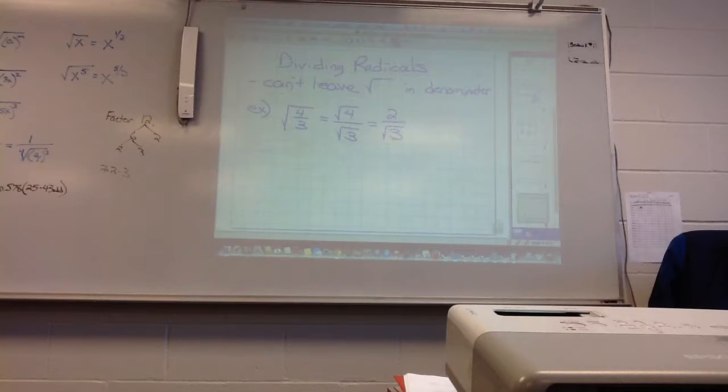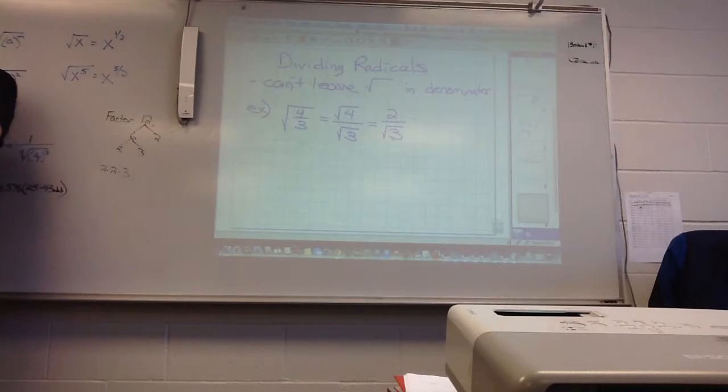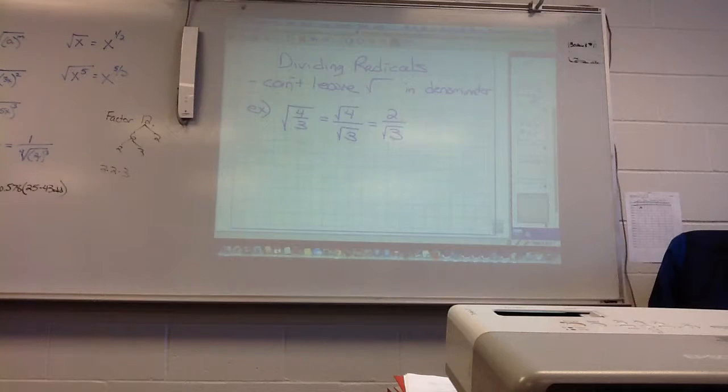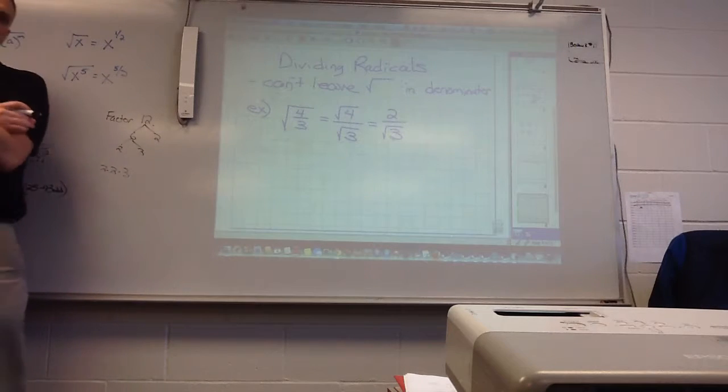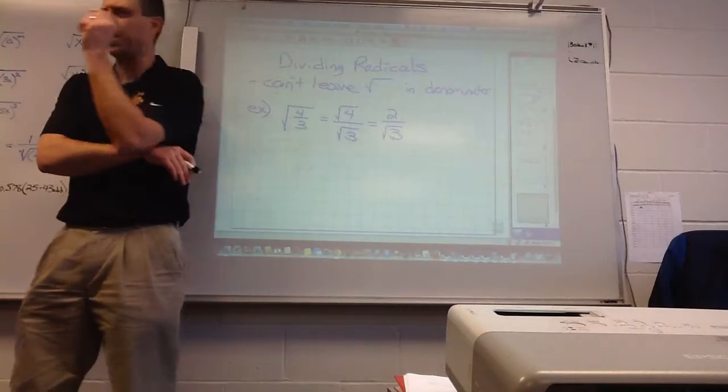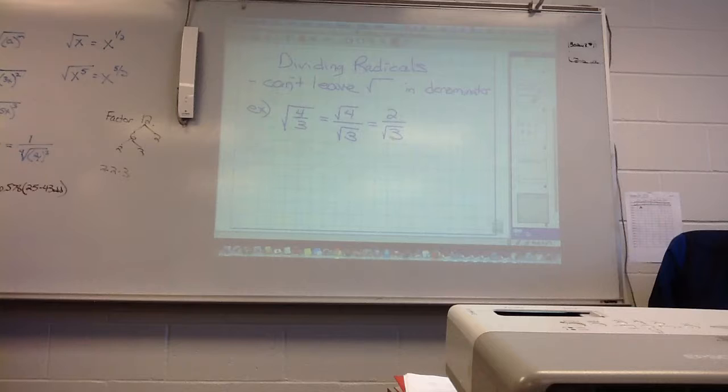Now, you can't necessarily simplify that any further, okay? But here we have a radical symbol in the denominator, okay? And it's one of those things that we don't want. We don't like leaving our answers looking like this. We don't want that radical symbol in the denominator.